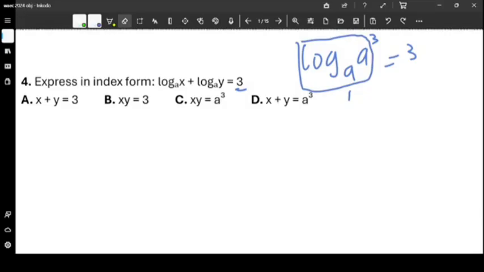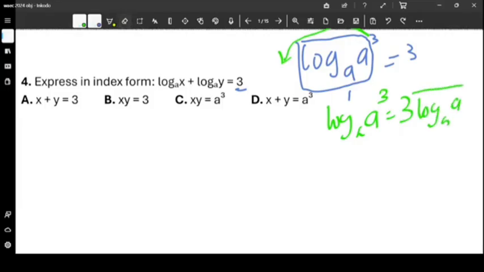I can take the power of a raised to the power 3 to become the coefficient. So if I have log to the base a of a raised to the power 3, it's the same thing as 3 log to the base a of a. And log to the base a of a is 1. So instead of writing this 3 here, I'm going to replace it with log to the base a of a raised to the power 3.